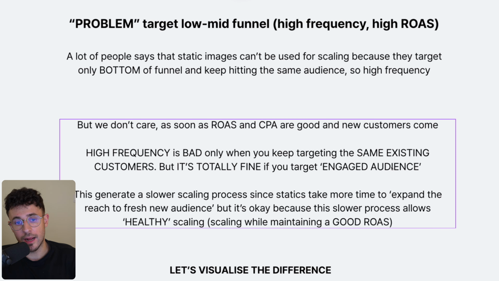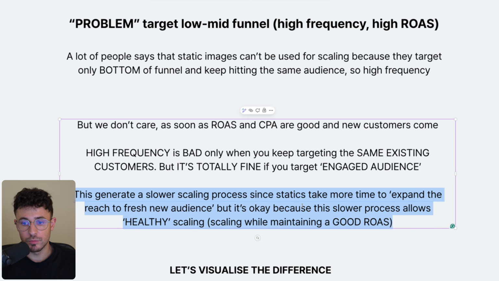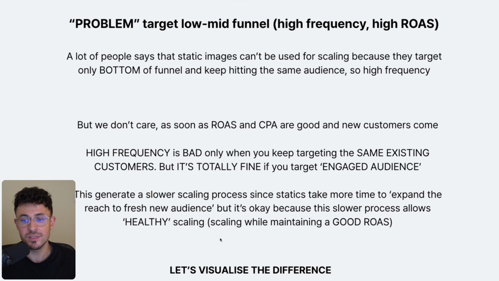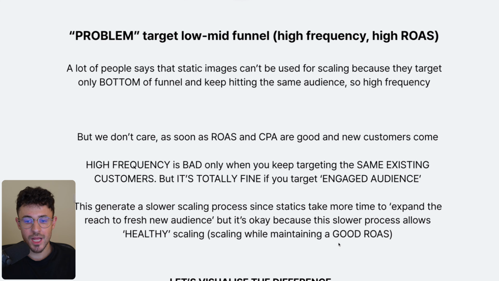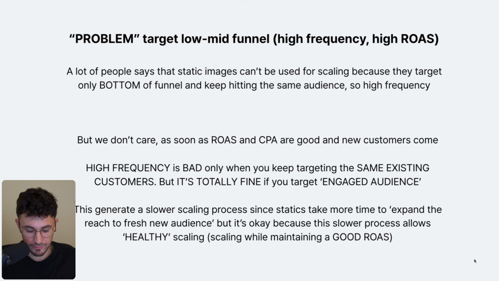You will see a cap on the ad spend. This generates a slower scaling process, since statics take more time to expand the reach to a fresh new audience, but it's okay because this slower process allows healthy scaling. So the thing is that you might scale slower. Maybe if you're at 70k a month and need to go to 200k a month, it's not gonna take you 1, 2, or 3 months. Maybe it's gonna take you 6 months. But the way that you arrive there will be with a much healthier margin.